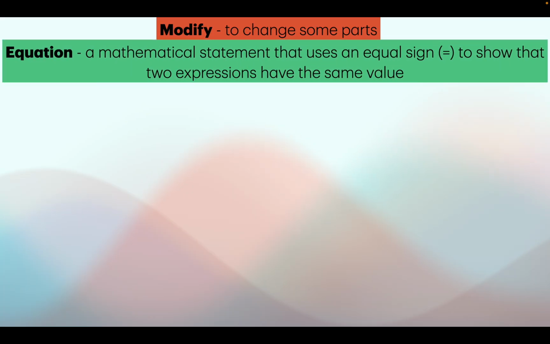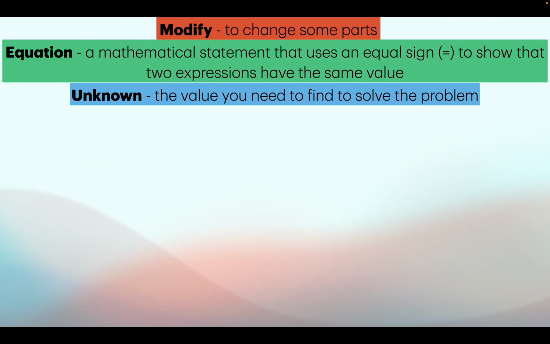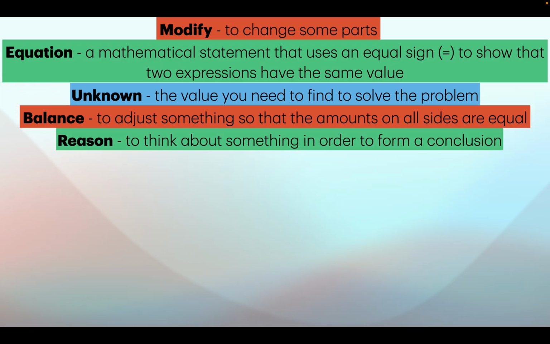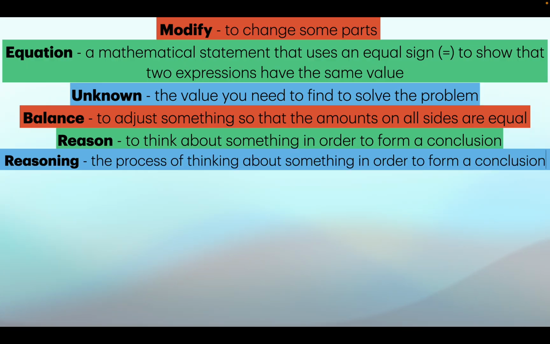All right, your next word is modify: to change some parts. Equation: a mathematical statement that uses an equal sign to show that 2 expressions have the same value. Unknown: the value you need to find to solve the problem. An unknown, we use a variable for our unknown. Balance: to adjust something so that the amounts on all sides are equal. Reason: to think about something in order to form a conclusion. Reasoning: the process of thinking about something in order to form a conclusion.